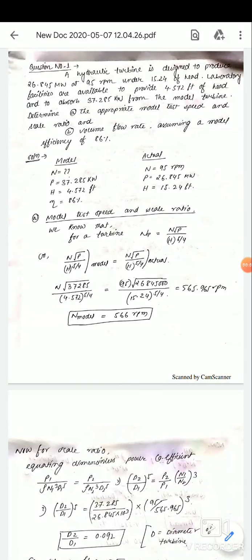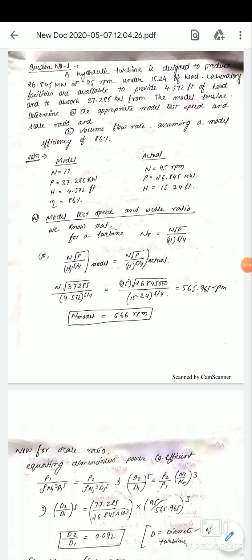So hello everyone. The first question is, a hydraulic turbine is designed to produce 26.845 megawatt at 95 rpm under 15.24 of head. Laboratory facilities are available to provide 4.572 feet of head and to absorb 37.285 kilowatt from the model turbine. So we have to determine the approximate model test speed and scale ratio. And secondly, the volume flow rate, assuming a model efficiency of 86%.